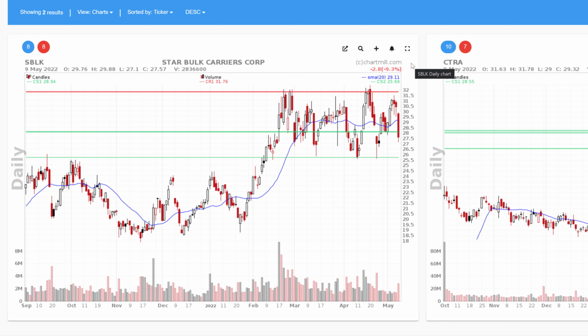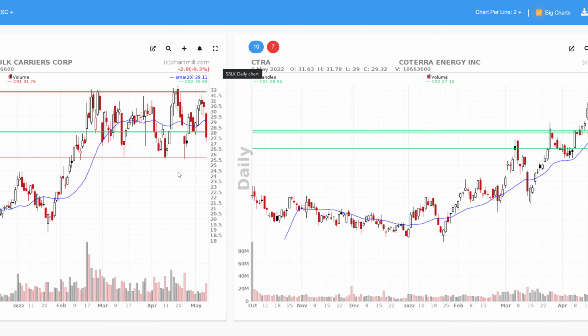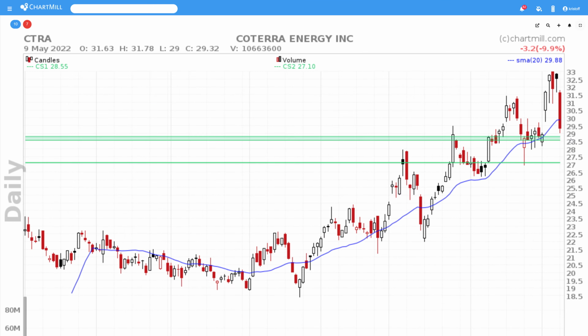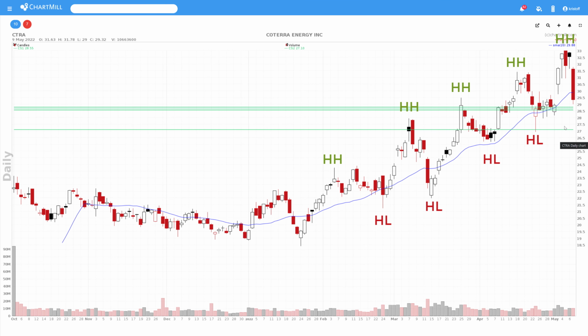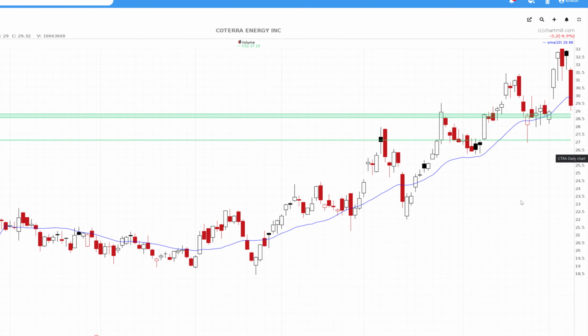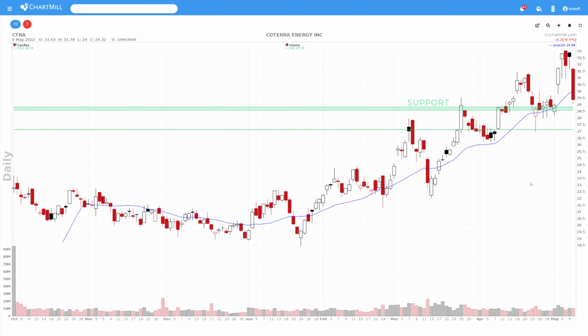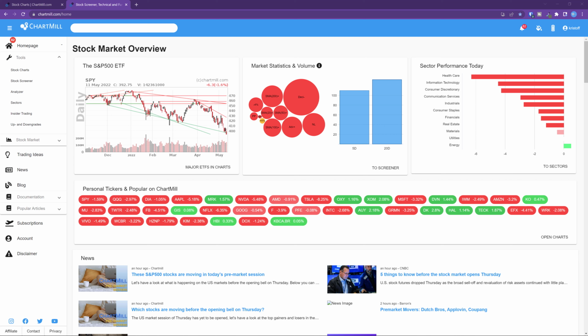Star Bulk Carriers is showing a short-term sideways channel, but Coterra Energy is showing a nice pattern of higher highs and higher lows. The current close is just beneath the SMA 20, while it's also close to a significant support level. So this stock can definitely be put on a watch list to monitor if a new higher low is imminent. This brings us to the end of this video.